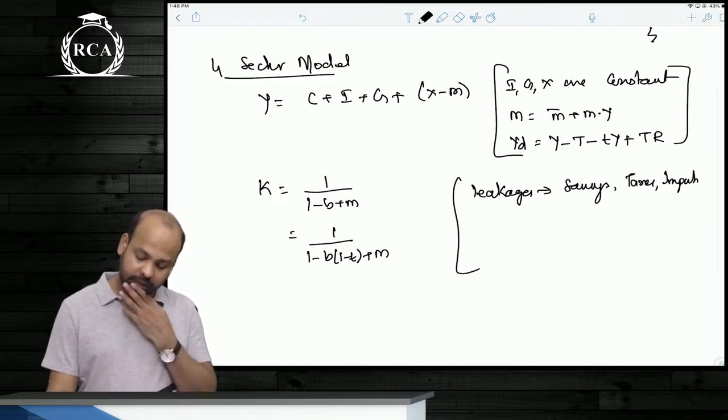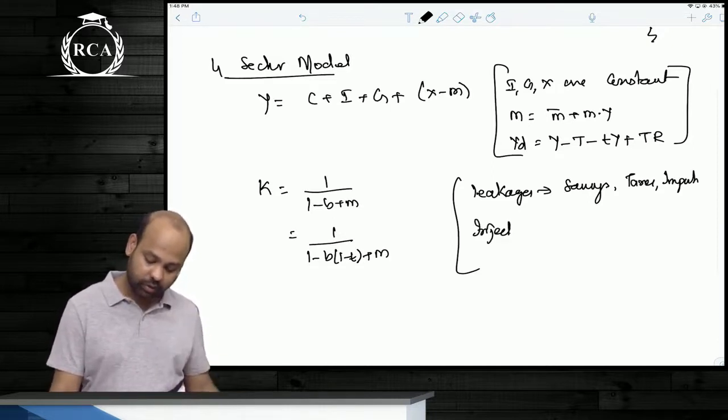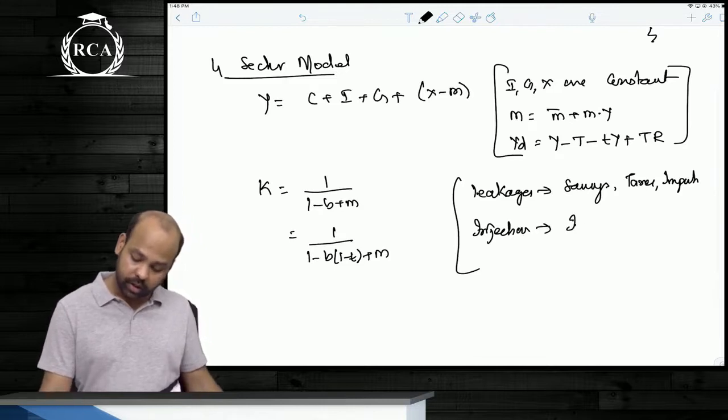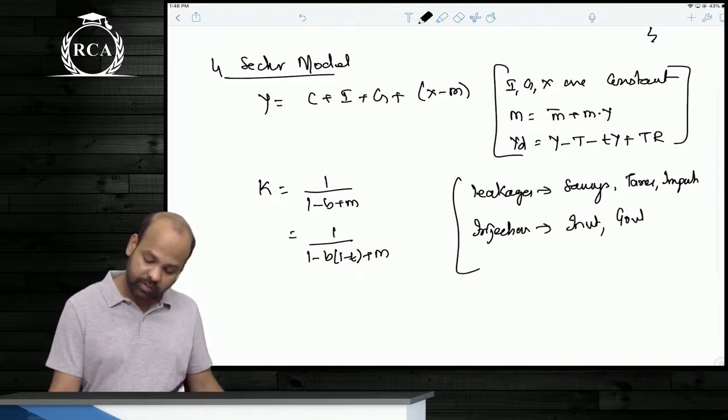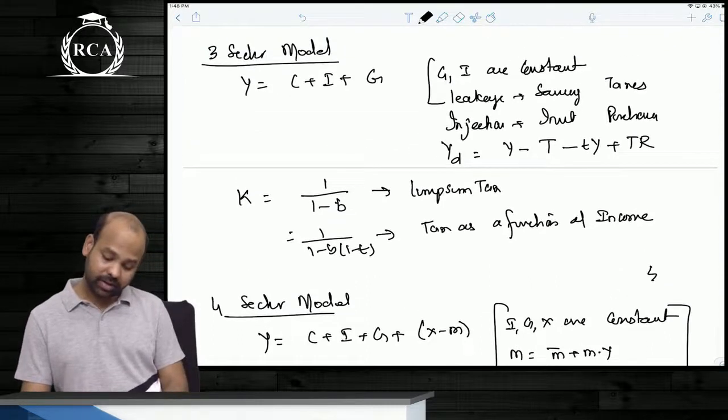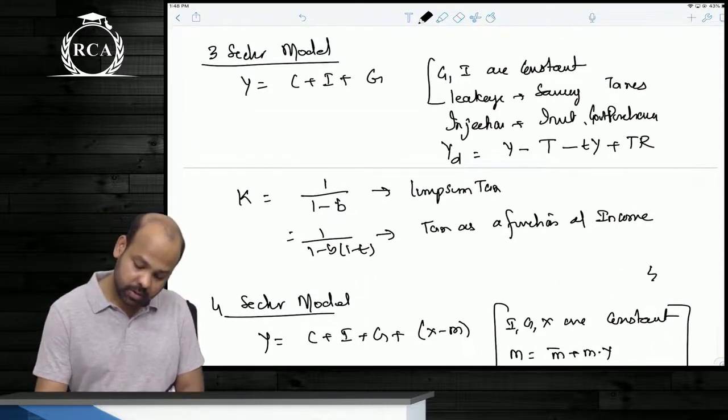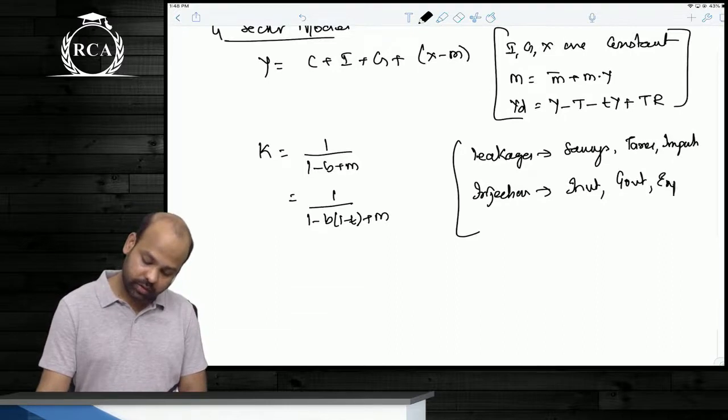And guys, the injections in a four sector model are investment, then government spending, written here as government purchases, and then exports.